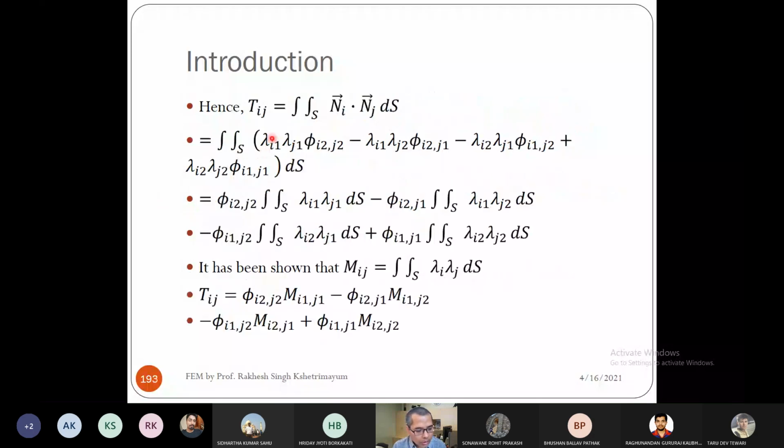To find Tij, you have to integrate these 4 terms. You can observe that phi i2 j2 is independent of the surface area element, so you can take it outside. All the terms can be taken outside. Then you have to do the integration of the remaining part. This integration is denoted by Mij, and its expression is given in the reference books. Then finally Tij can be found like this. So this is what we have for the vector finite element analysis in the 2D case. This is what I wanted to discuss.